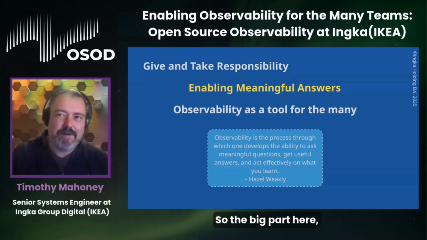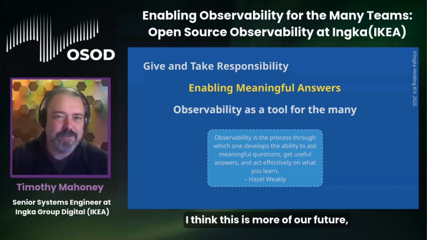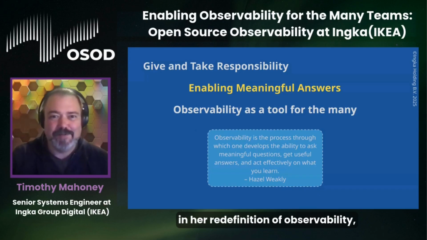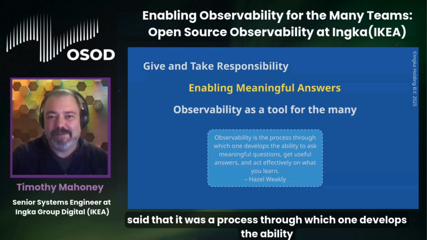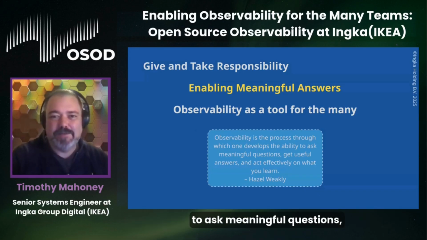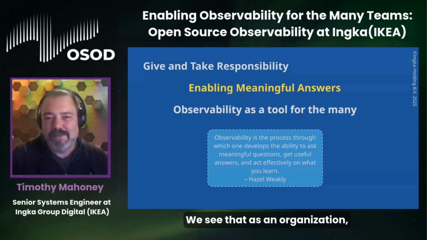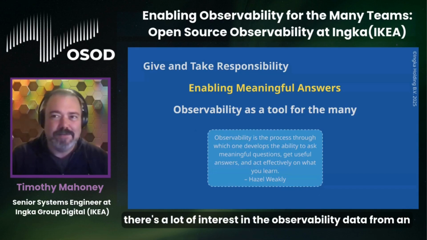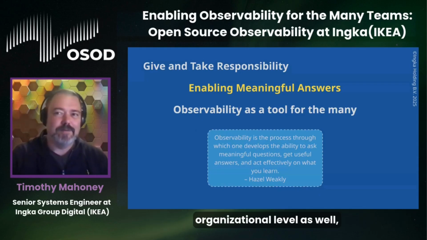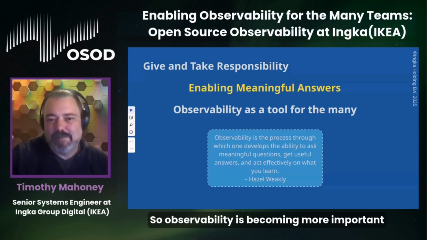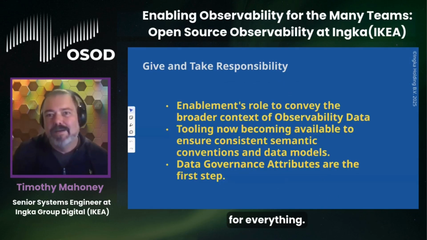So the big part here, I think this is more of our future, is enabling meaningful answers. Hazel Weekly, in her redefinition of observability, said that it was a process through which one develops the ability to ask meaningful questions, get useful answers, and act effectively on what you learn. We see that as an organization, there's a lot of interest in the observability data from an organizational level as well, not just for the teams running the applications. So observability is becoming more important for everything.